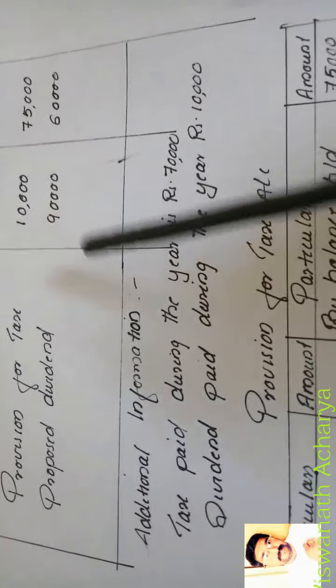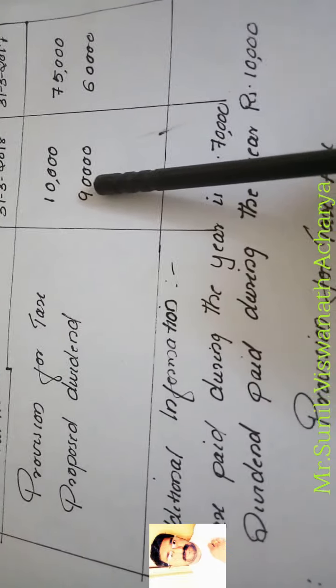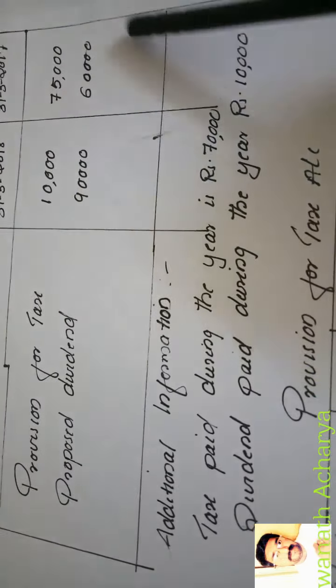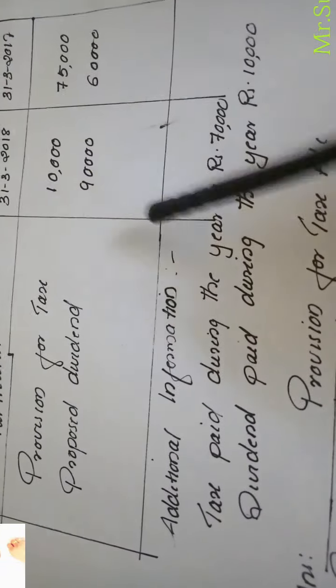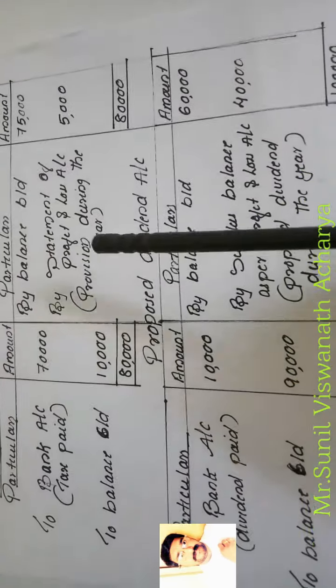Okay, so don't take this amount. Why? Because additional information is given. If additional information is not given, we will already know: we will take the current year information and add it. Okay, the previous year you consider as the paid amount. But when additional information is given, you have to prepare the account like this.